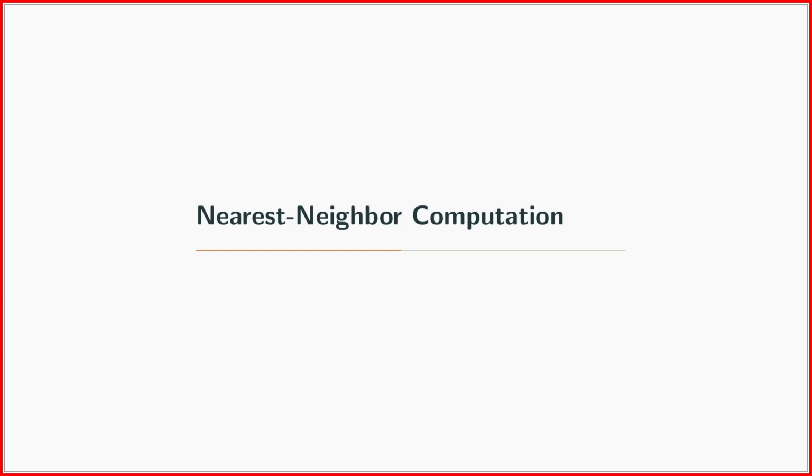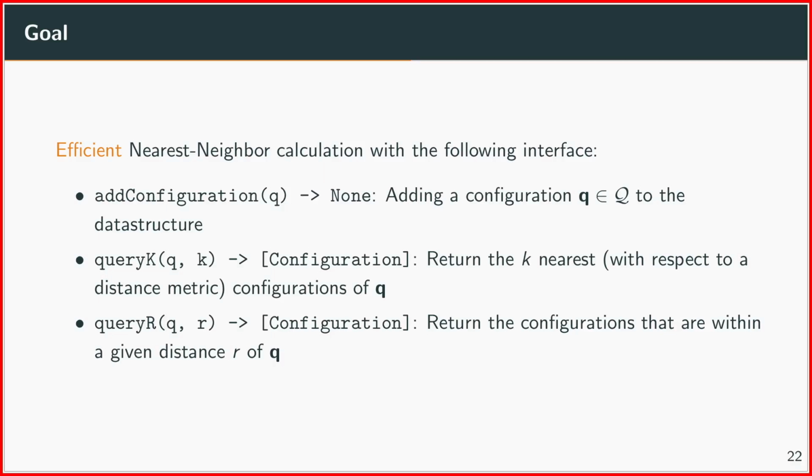Okay, next topic, nearest neighbor computation. Nearest neighbor computation is actually the second big module which you need in a probabilistic roadmap. And usually you want to have an efficient nearest neighbor computation module which has the following interface. You need to be able to add configurations to some kind of underlying data structure. And then what we want is actually two functions. One is called query k, one is called query r.